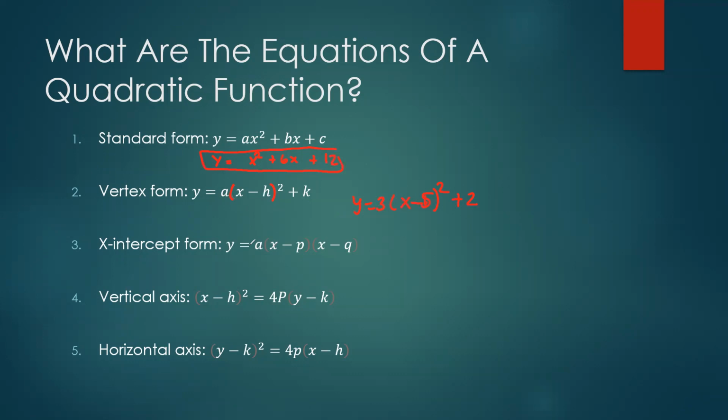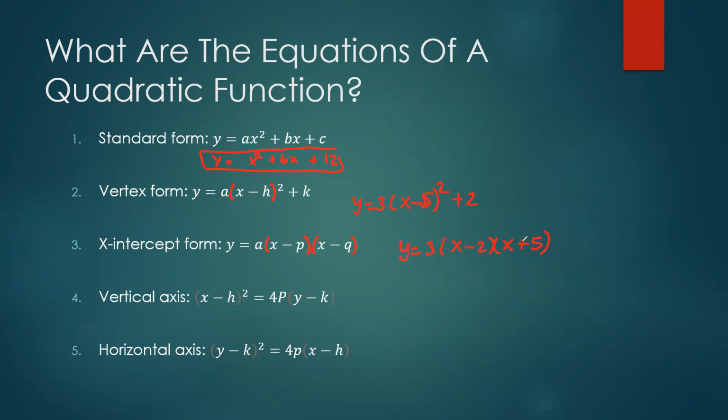X-intercept form is pretty much the most factored form it can be. So it's y equals a parentheses x minus p times x minus q. An example would be y equals 3 times x minus 2 times x plus 5. It's in the most factored form you can be.